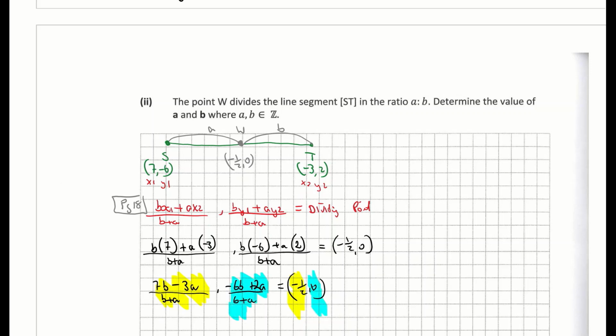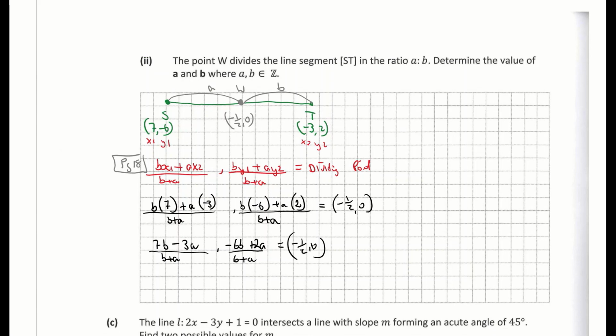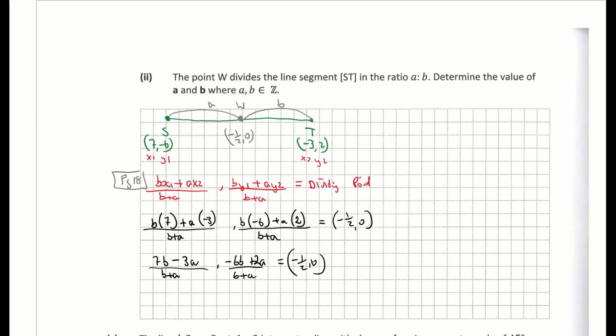So I'm just going to pair them up. It doesn't matter which ones you pair up, you'll get the same answers, but I'm going to match up the y coordinates because I know one of them is already 0, so it's easier to deal with that 0 than the minus a half. So I know that minus 6b plus 2a all over b plus a is equal to 0. I'm going to put that 0 over 1, and cross multiply, which is the simple and quick way of doing it.